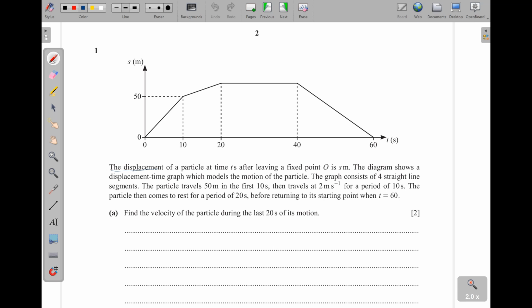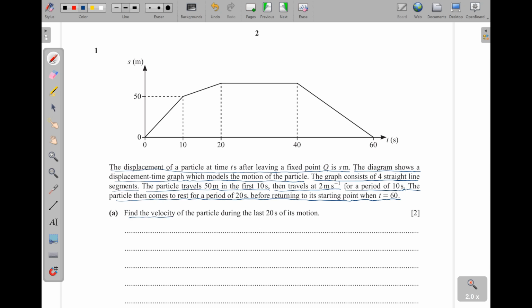They are saying the displacement of a particle at time t seconds after leaving a fixed object O is s meters. The diagram shows a displacement time graph which models the motion of the particle. The graph consists of 4 straight line segments. The particle travels 50 meters in the first 10 seconds and then travels 2 meters per second for a period of 10 seconds. The particle then comes to rest for a period of 20 seconds before returning to its starting point when t is equal to 60.